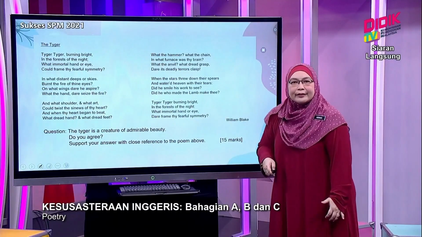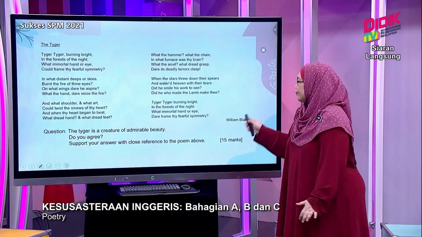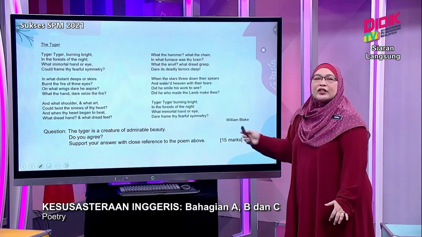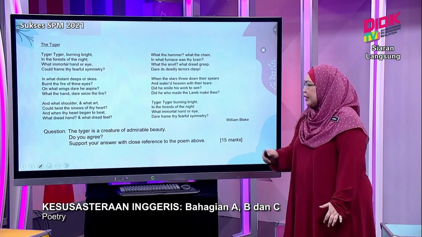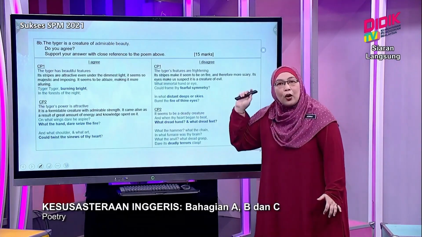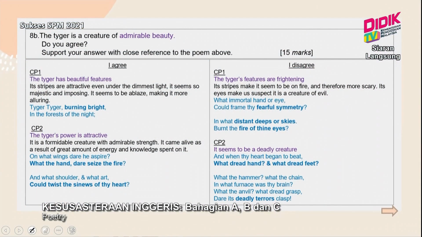Right, Tyger by William Blake. Before we go off today, do you agree or disagree with the statement given? If you agree, provide your AO1, 2, 3, and 4. If you disagree, you don't think the tiger is a creature of beauty, where do you stand? What are your points of reason?